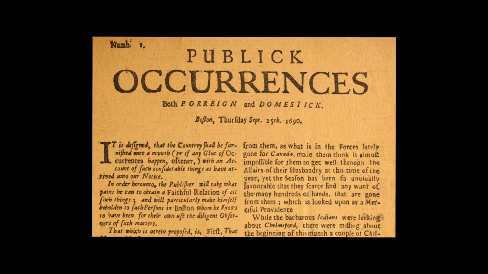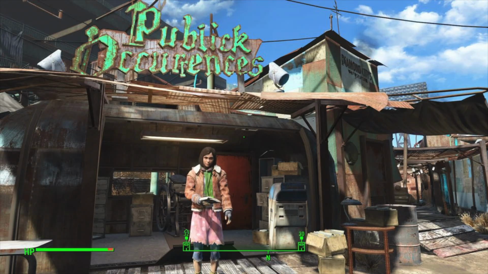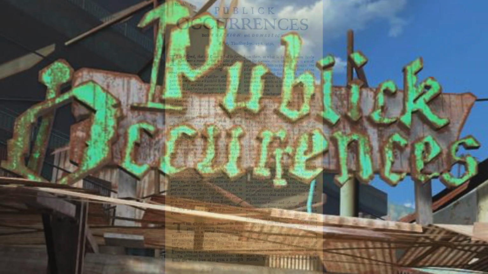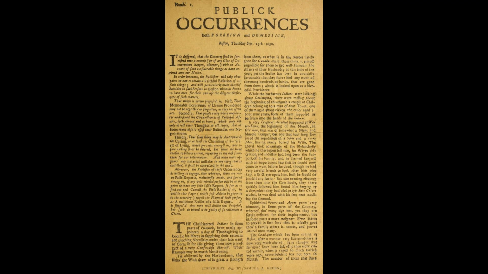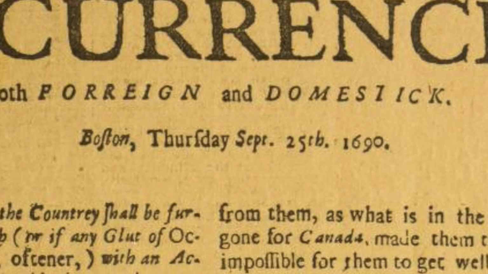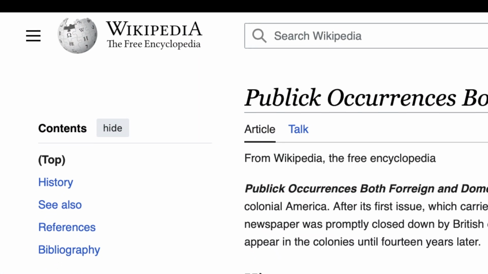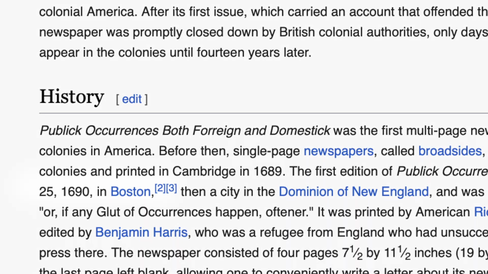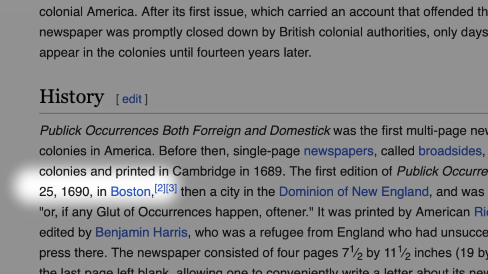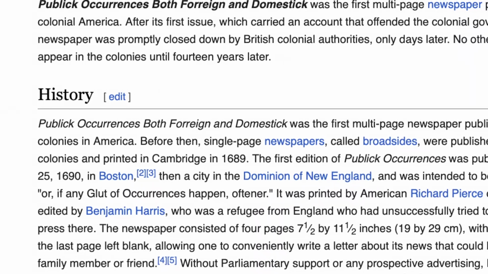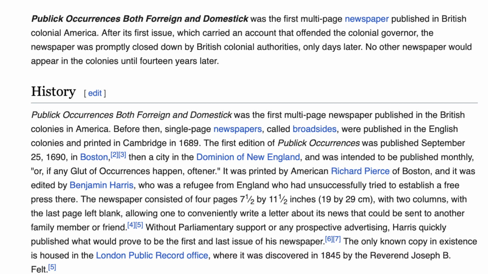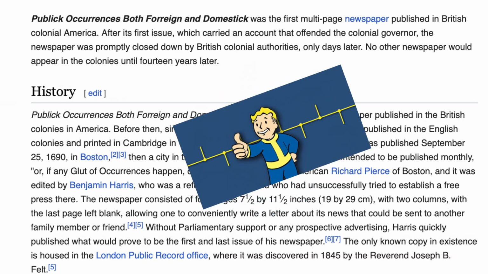Information about this comes from a loading screen in Fallout 4 that says Diamond City's newspaper, Public Occurrences, gets its name, guess where? From the first newspaper ever published in Boston in 1690. That date actually matches. According to Wikipedia, the first edition of Publick Occurrences, with a CK at the end, was published on September 25th, 1690 in Boston, then a city in the Dominion of New England, and was intended to be published monthly. So this is an exact match. The name of the newspaper, the timing, the location, all of that, the same.